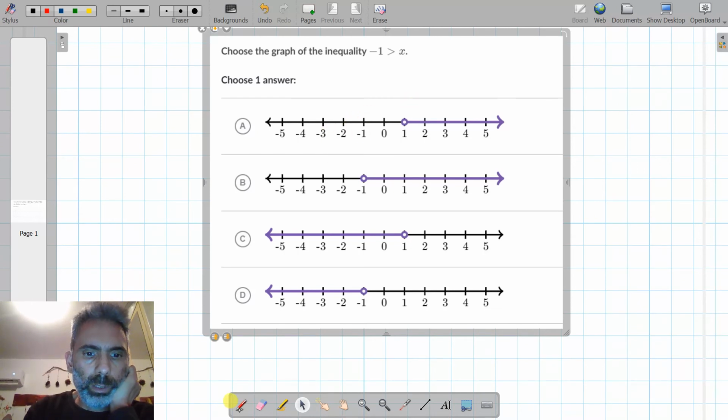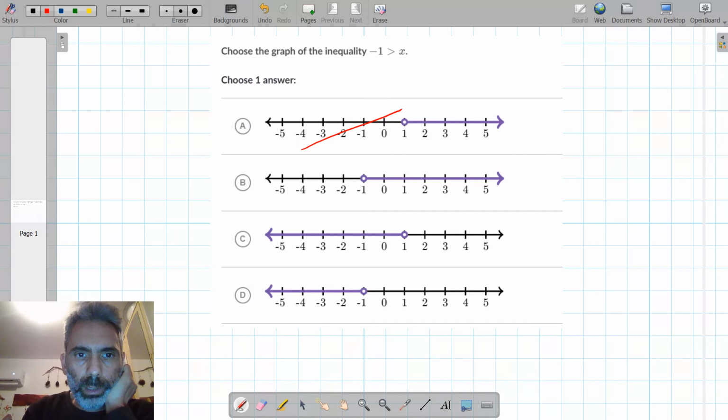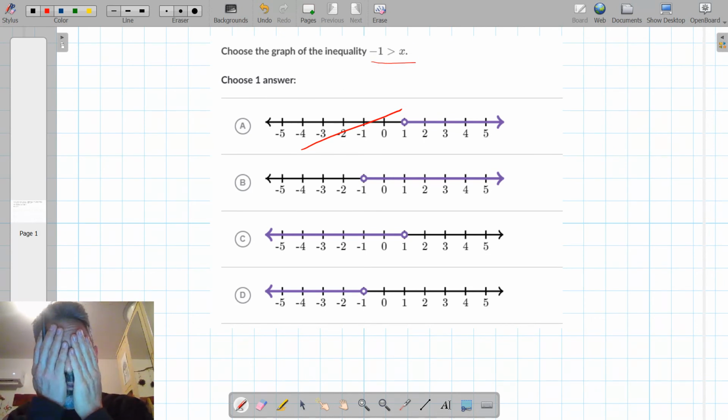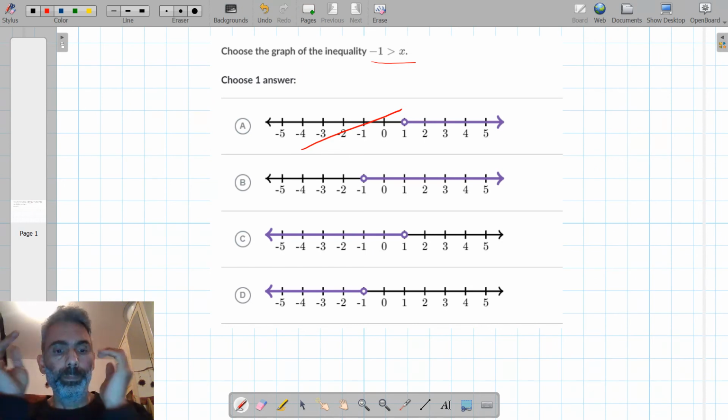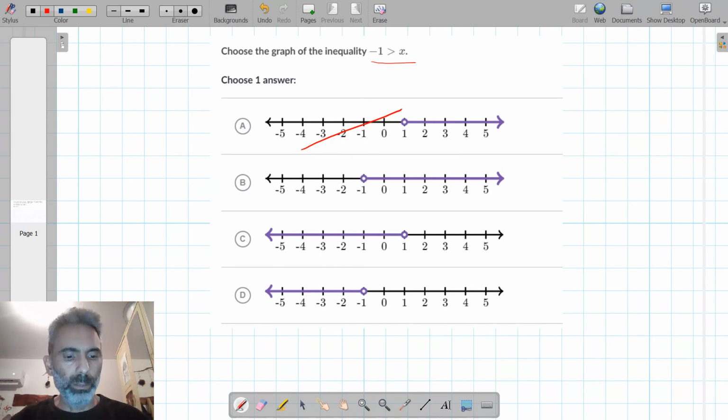So this is not correct. A is not correct. B. We start from -1 and we go in the right direction. And all the values of x are greater than -1, excluding -1, which is correct because the inequality says -1 is greater than, oh wow, -1 is greater than x, so we need to go left, not right, so my bad.